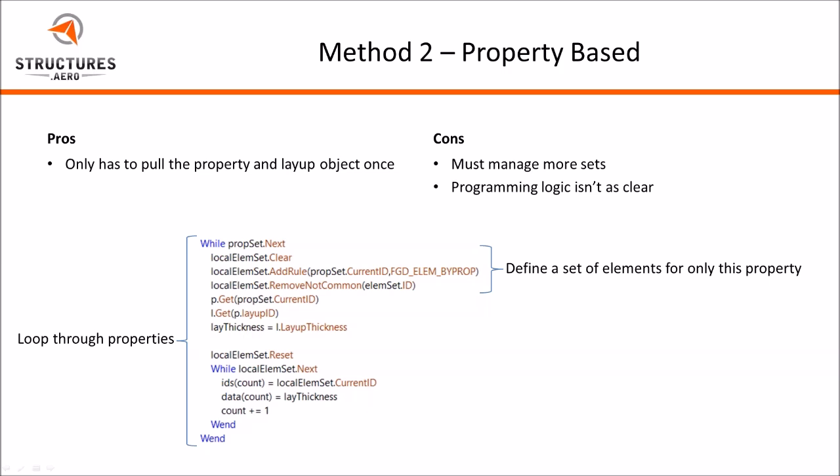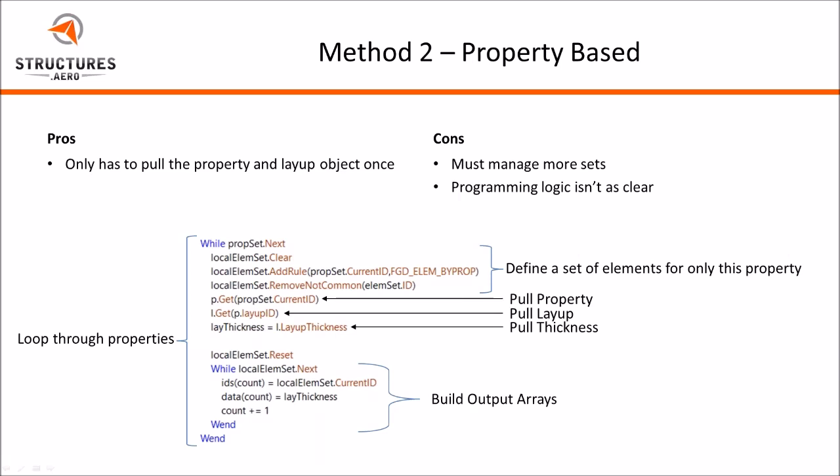So this is that extra complication, is we have to handle that. We have to go through that logic and make sure that our selection is still correct and that the program behavior is still correct. But from that point on, it's very similar. We're going to pull the property, we're going to pull the layup, and we're going to pull the thickness.